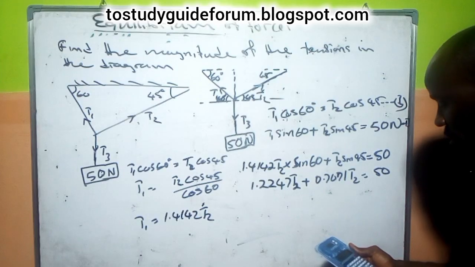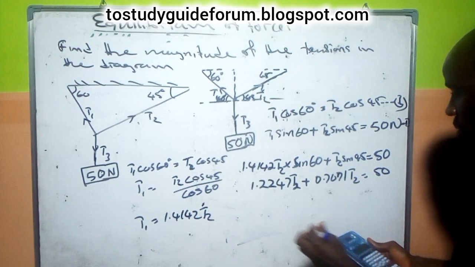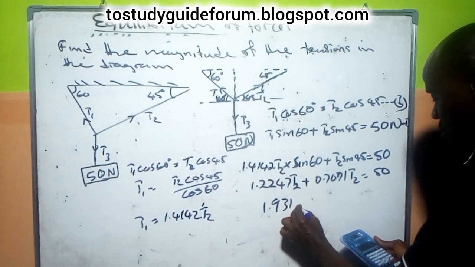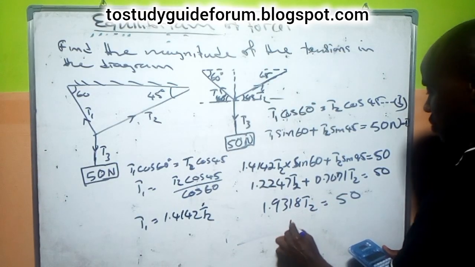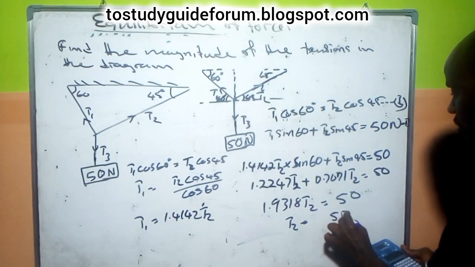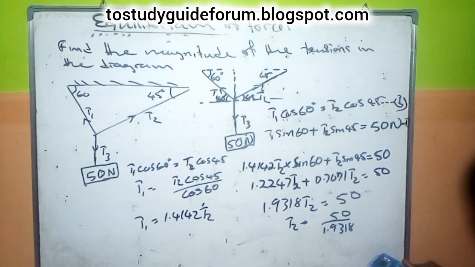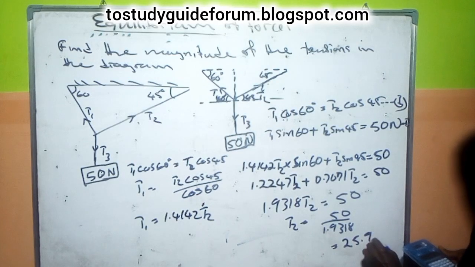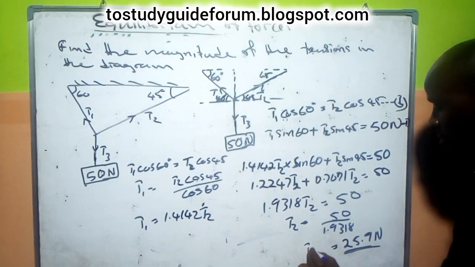So when we add these things together, 1.2247 plus 0.7071, what we have is 1.9318 T2 equal to 50. So now T2 will be equal to 50 divided by 1.9318. It will give us 25.9 Newtons. That is what we have for T2.